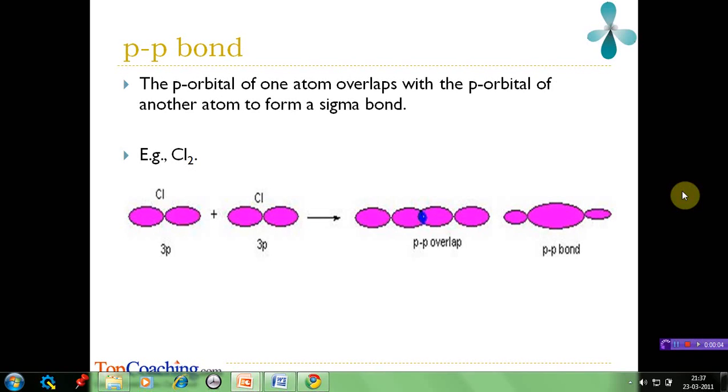The third type of sigma bond is the PP bond, in which P orbital of one atom overlaps with the P orbital of another atom to form a PP sigma bond. Example is chlorine molecule. Just like fluorine, chlorine atom also has 5 electrons in its outermost P orbitals, that is of valence shell. So out of those three, two are completely filled with 2 electrons each, whereas the third one is half filled with 1 electron. That 3p orbital, which is half filled, will overlap with another half filled 3p orbital of another chlorine atom, and the two will give rise to a pp sigma bond.